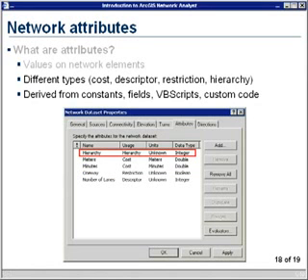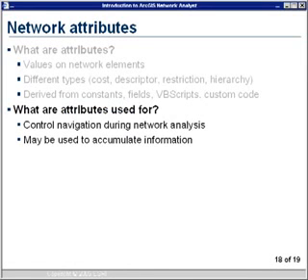Hierarchy attributes, as mentioned earlier, classify the network elements into different classes. These classes can then be grouped into 3 hierarchical groups representing highways, major roads, and local roads. So what are these attributes used for? Well, they control the navigation during network analysis. They may be used to accumulate information like total amount of minutes or miles traversed.